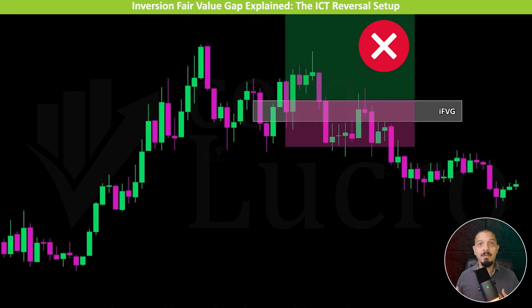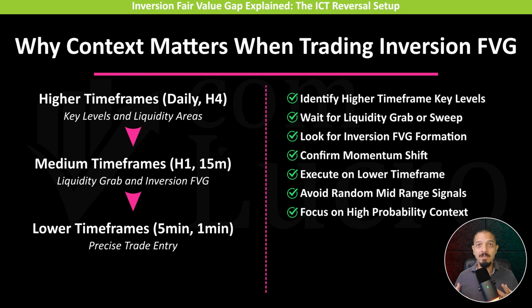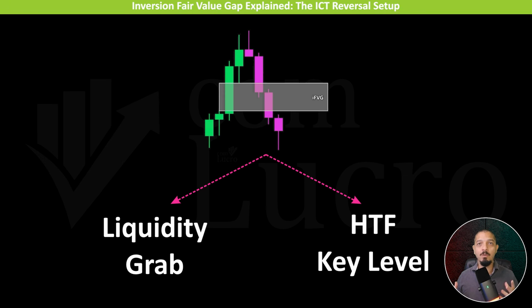That is why we combine inversion fair value gaps with two key concepts. Instead of treating the inversion as an isolated signal, we place it inside a simple framework that connects liquidity events with higher time frame context. When these elements align with the inversion, the probability of a meaningful reversal increases significantly. In practice, this framework produces two main scenarios where inversion fair value gaps tend to work best.